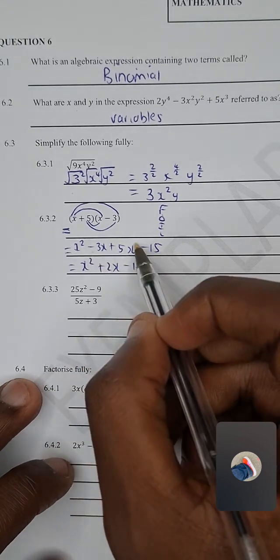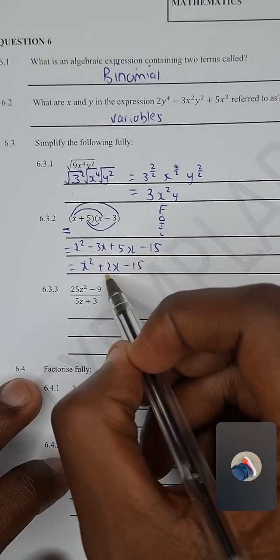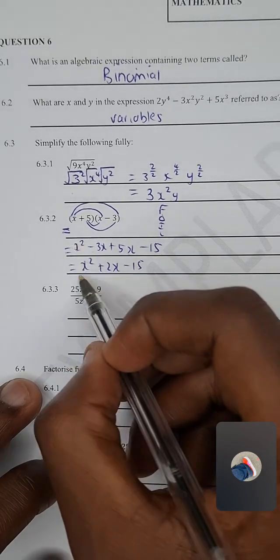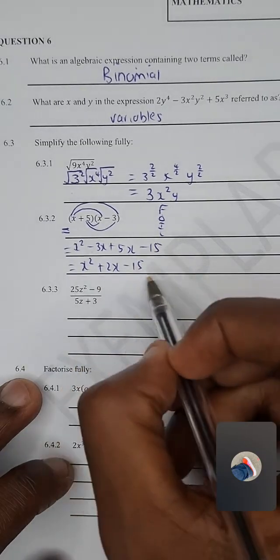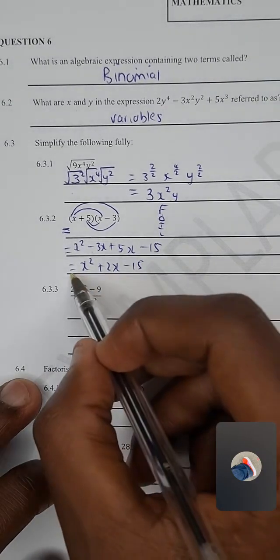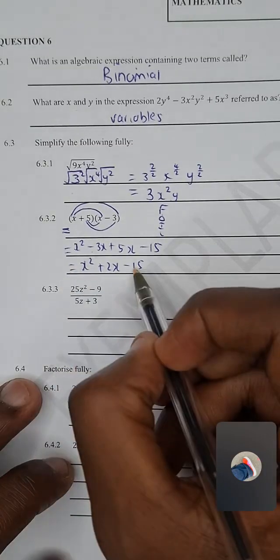You then add the like terms. These are like terms. Negative 3x plus 5x is 2x. You keep the x squared. You keep the negative 15. You are left with just these three terms. These are unlike terms. We cannot add them further.